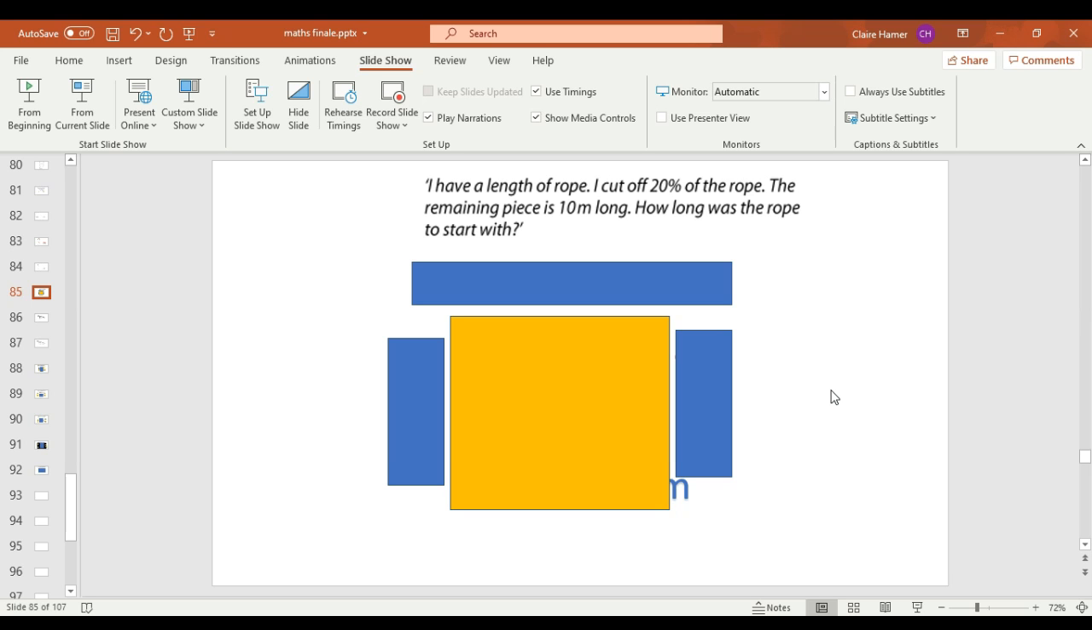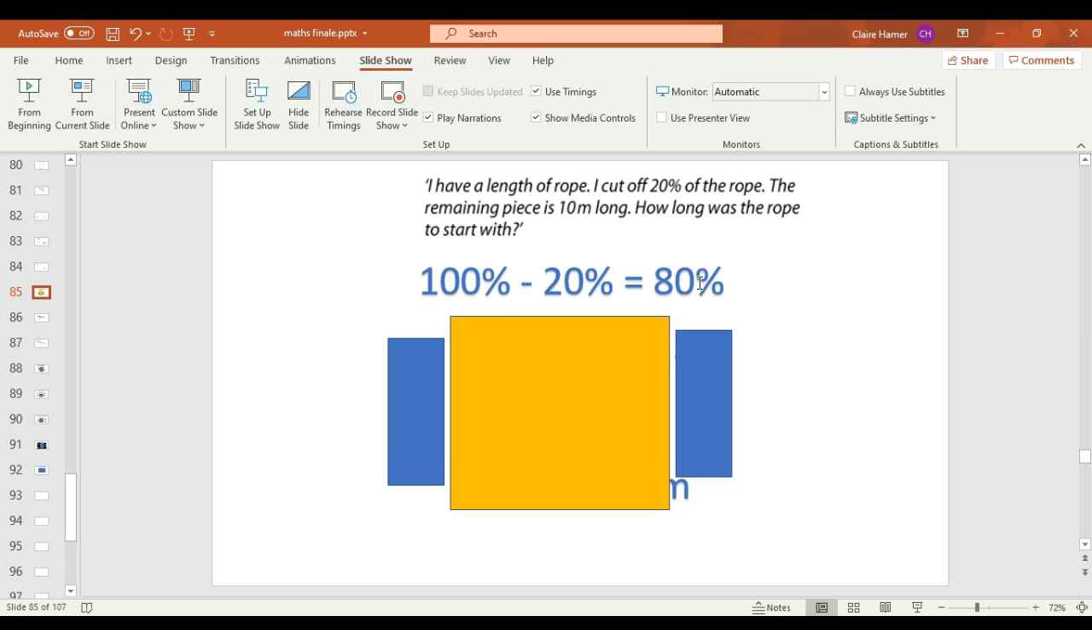I have a length of rope. I cut off 20% of the rope. The remaining piece is 10 meters long. How long was the rope to start with? Okay, so you might need to read it again. Basically, work out what percentage of the rope is equal to 10 meters. I had a piece of rope, I cut off 20%, the remaining piece is 10 meters. So what percent is the 10 meters worth? I'm hoping you got 80%.